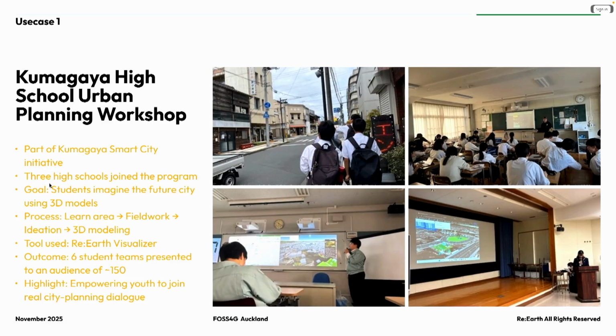So they go to the area for field work, then come back to the classroom, brainstorm, come up with some ideas, then do some 3D modeling and put everything on the map. The tool they use is our Re:Earth visualizer, in a kind of 6-student team. Finally, they have a presentation at the city hall and share their ideas with all the people there.